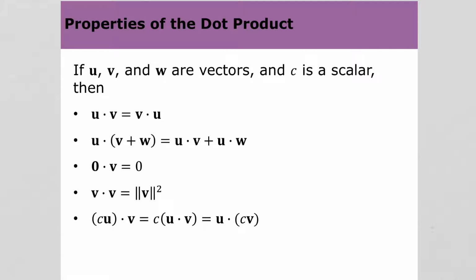Basically, if you have the magnitude of v, that would be the square root of a squared plus b squared. And then square that, and you're going to get a squared plus b squared, which would be the dot product v times v, a times a plus b times b. So that's why that works out.